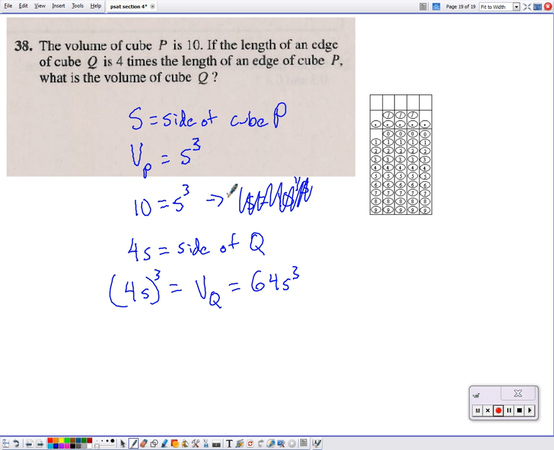Okay, so the question is asking us, what is the volume of cube Q? Now, I already know that S cubed is 10, because that's the volume. So what I'm going to do for cube Q is multiply 64 times 10, and we get 640.